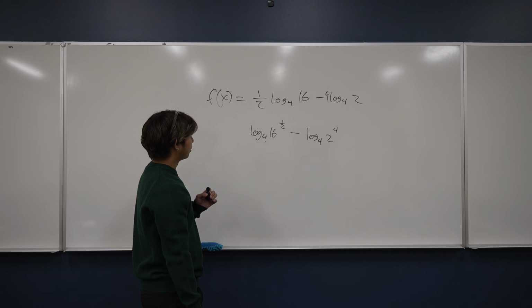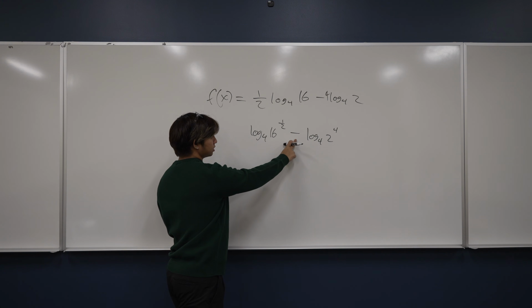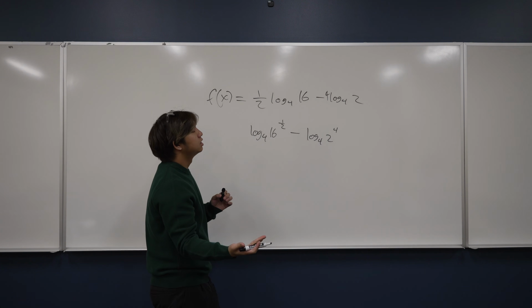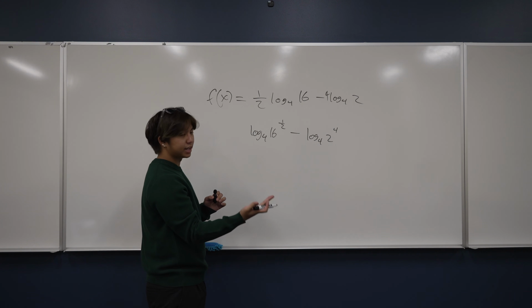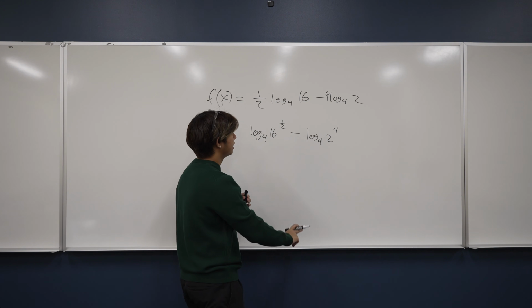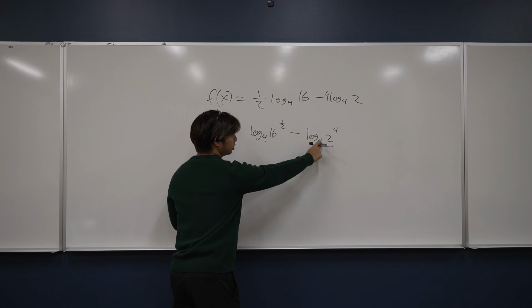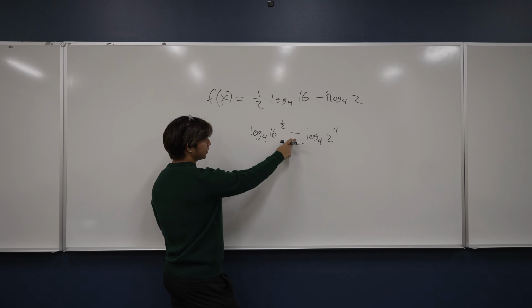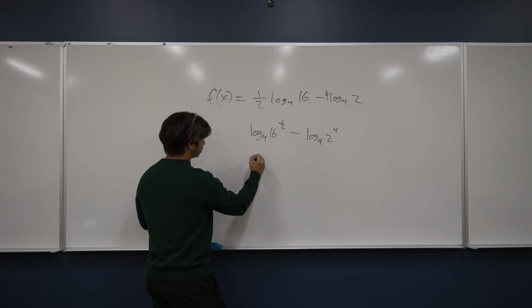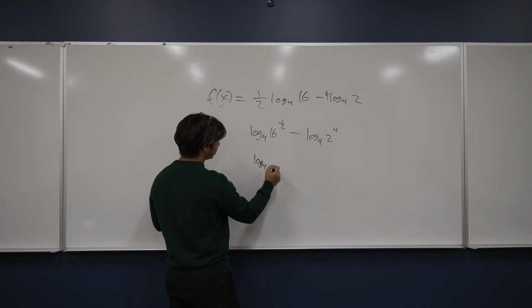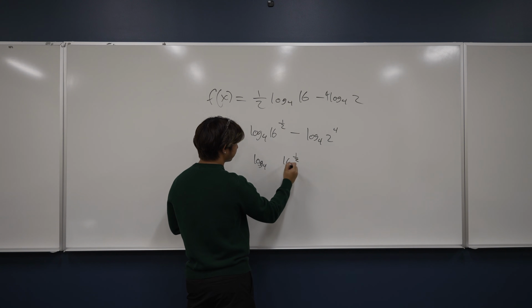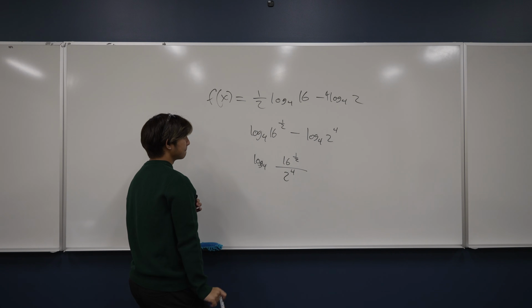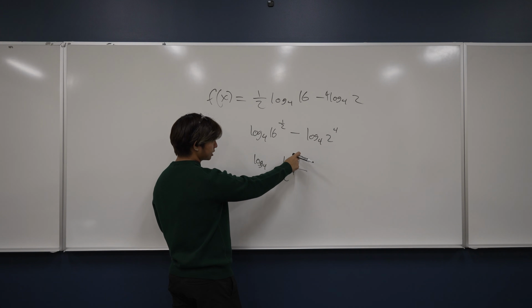Now I want to take into account our processes. We either have adding or subtracting, and here we have subtracting. With adding and subtracting, we do different processes. Pretty much this dictates whether a term goes on top or bottom. When we have a subtraction problem like this, we'll do log base 4 and take the top term, which is this guy: 16 to the 1/2 over 2 to the 4. Now I want to take the exponents into account.